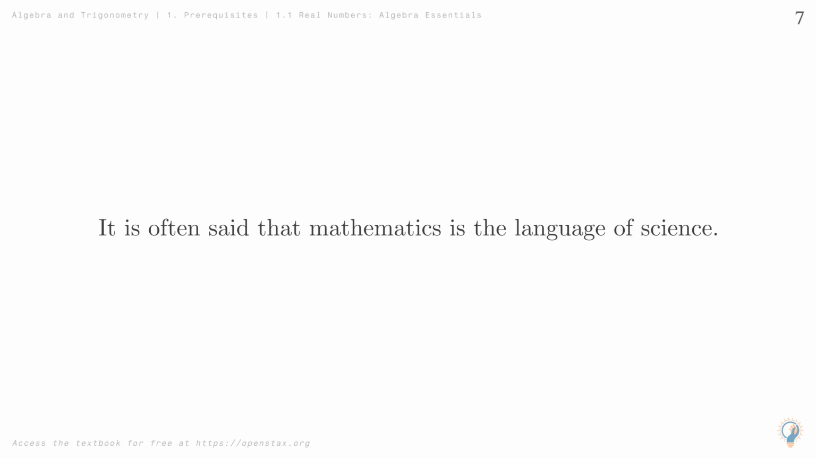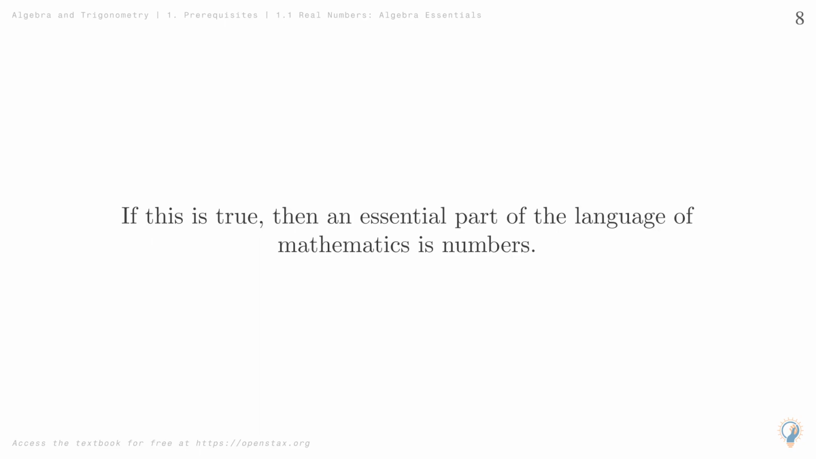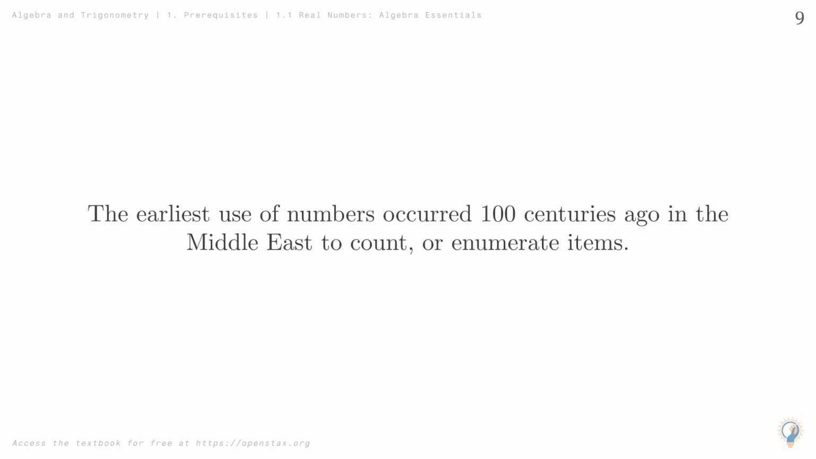It is often said that mathematics is the language of science. If this is true, then an essential part of the language of mathematics is numbers. The earliest use of numbers occurred 100 centuries ago in the Middle East to count or enumerate items.